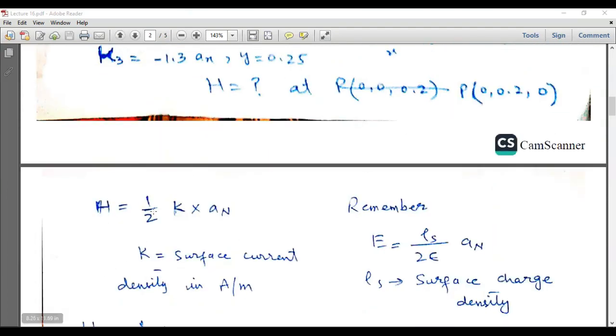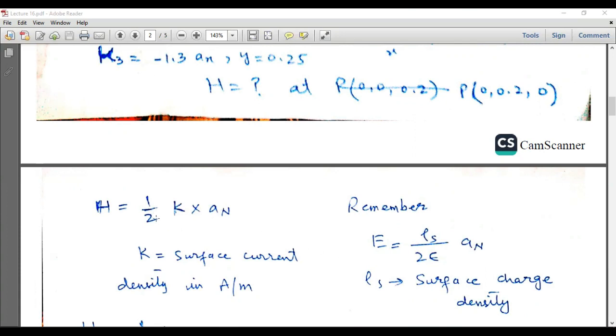So H is equal to 1 by 2 K cross an, and we have to remember the expression for electric field due to surface charge. For an infinite sheet of charge, E was equal to rho s over 2 epsilon an. The similar expression in magnetic field is H equal to 1 by 2 K cross an, where K is the surface current density instead of surface charge density.